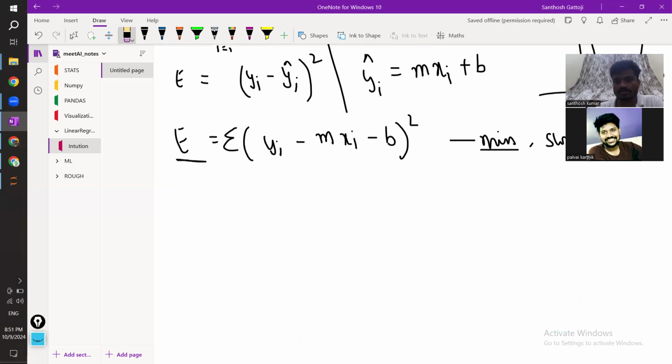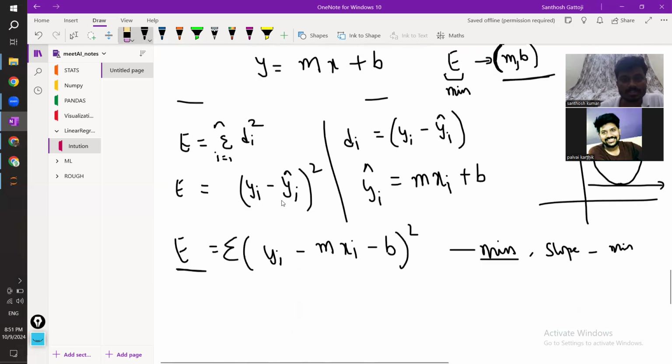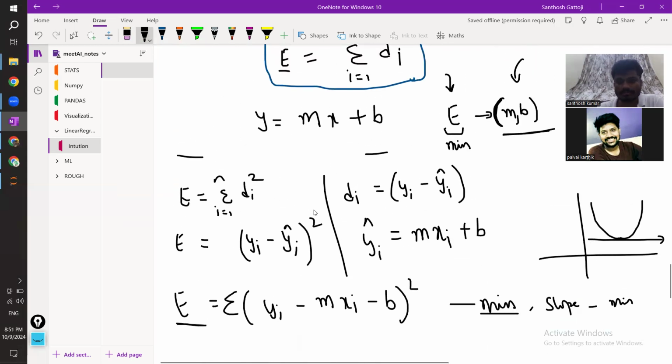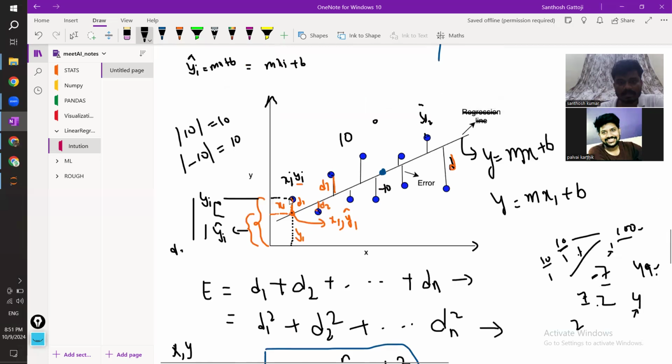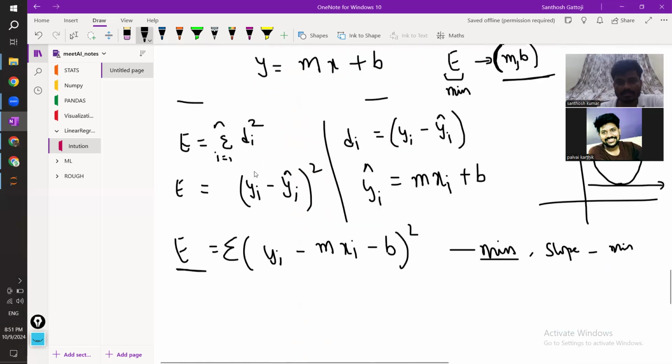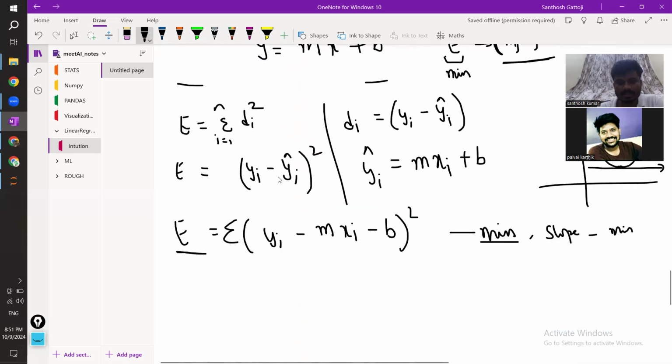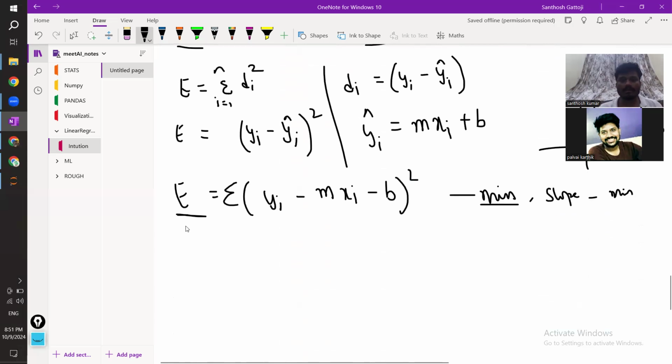So now, a quick one second recap. We have this line, we have this error. From this error, we have this distance, and from that you replaced, and finally you got this. Now our single line agenda is to find out the minimum value of this error, and this is an equation which is dependent on two things, m and b.